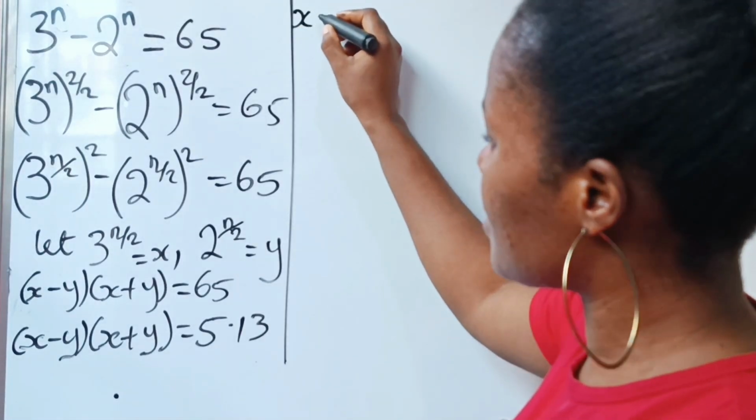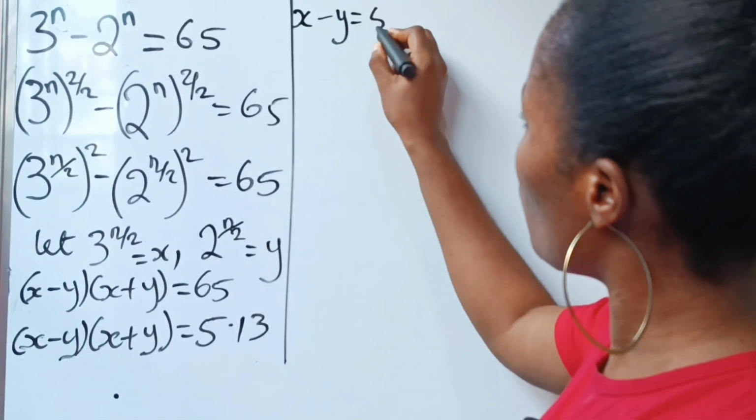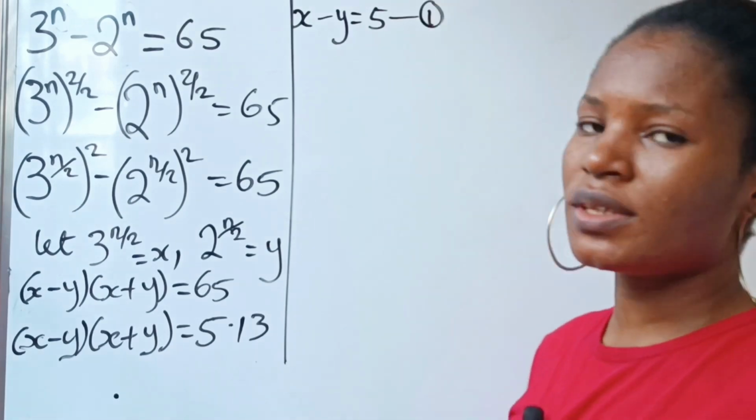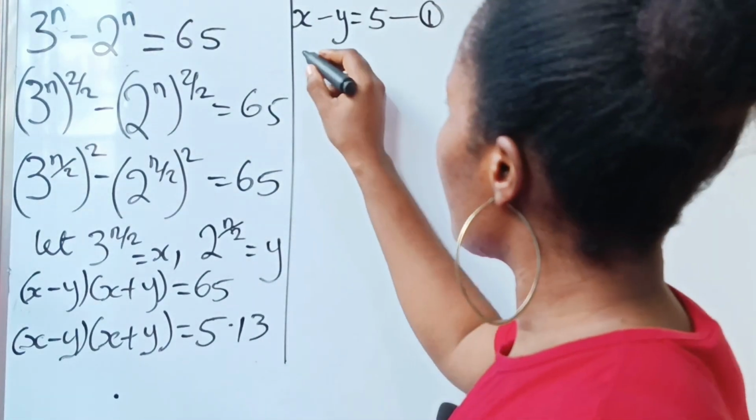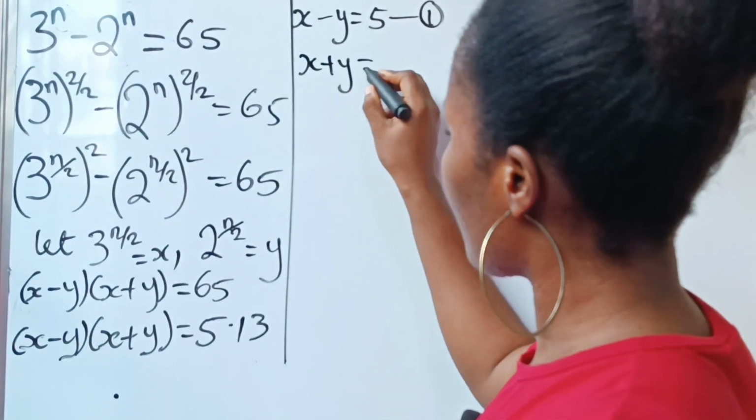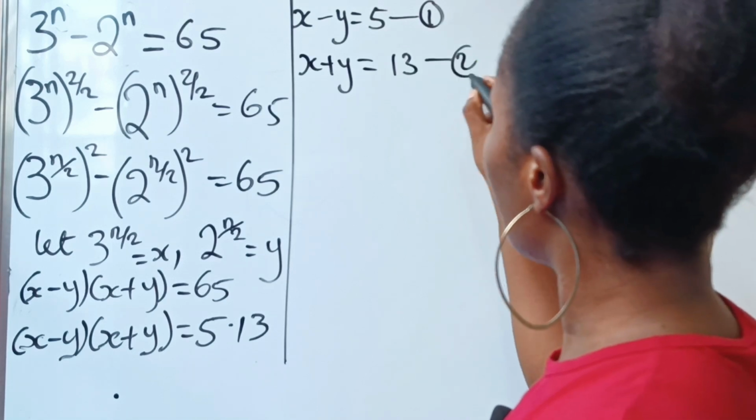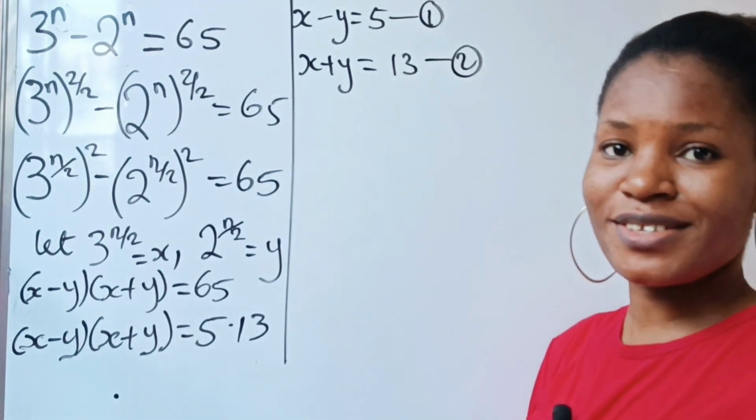So we say x minus y is equal to 5. Let's call this equation 1, and x plus y is equal to 13. Let's call this equation 2.